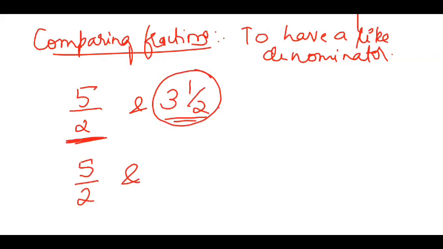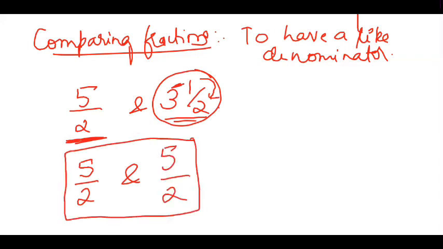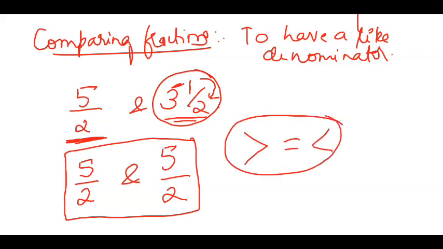You convert it by multiplying, right? 2 times 3 is 6, plus 1 is 7... no, 3 times 2 is 6, plus 2 is 5 over 2. Yes, it is 5/2. What would you compare? Is 5/2 greater than, equal to, or lesser than 5/2? It's equal. Yes, so you write equal.